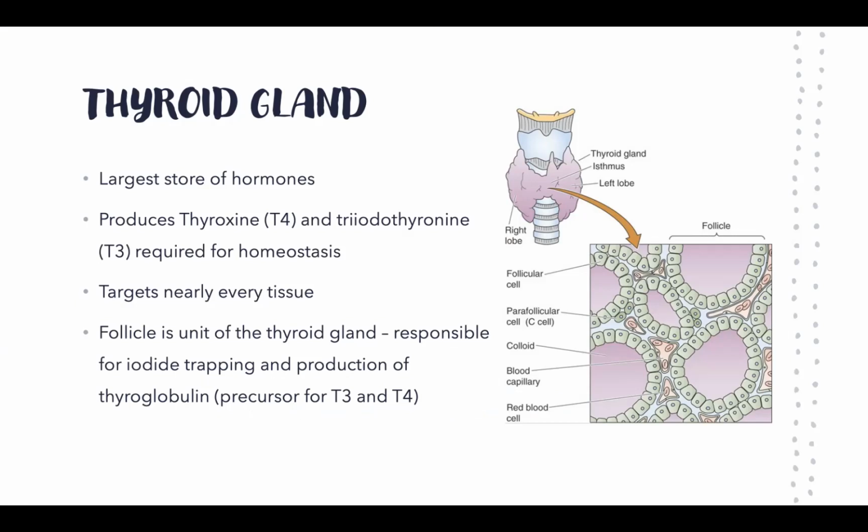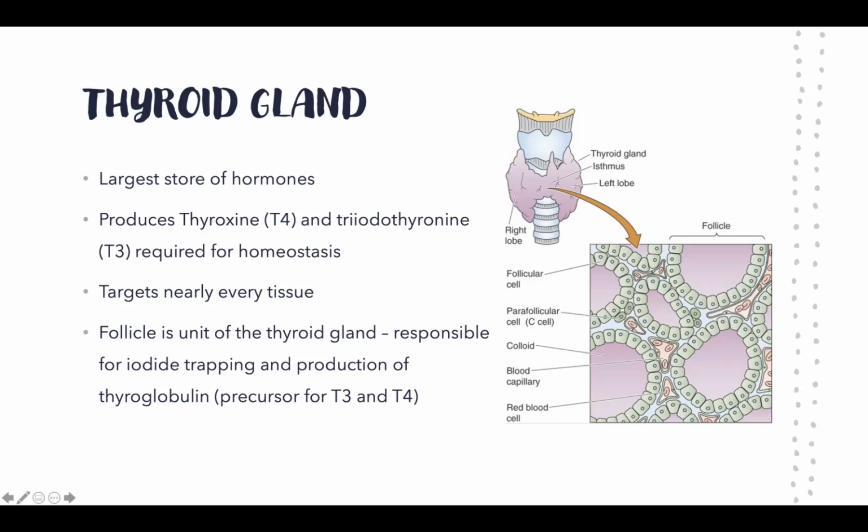So let's talk a bit about our thyroid gland. It sits right here. Here we've got our trachea and our thyroid cartilage, and we've got our characteristic butterfly-looking thyroid gland. We've got our right lobe and our left lobe. In the middle, of course, this part's called the isthmus, and it has the largest store of hormones in the body. It produces thyroxine and triiodothyronine, so T4 and T3, and it's required for homeostasis. Its main role in the body is regulating metabolism, and it targets nearly every tissue in the body.